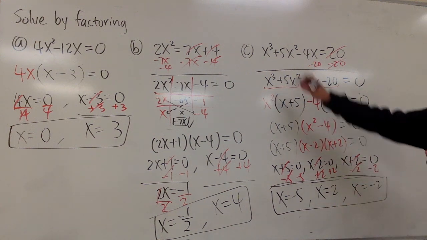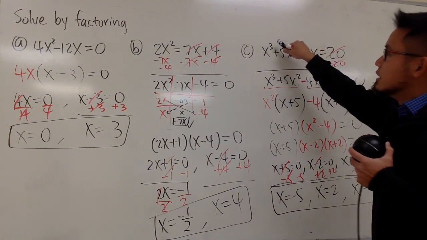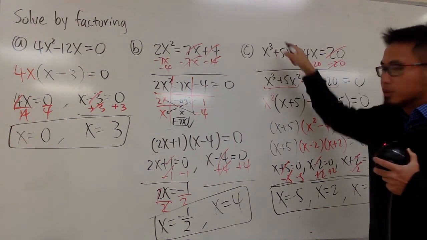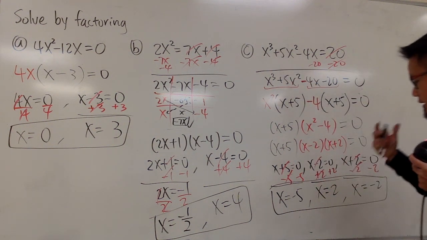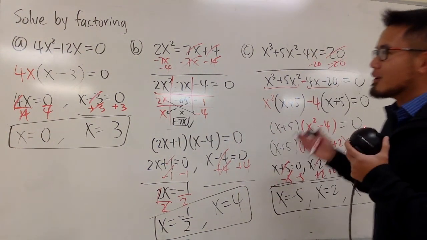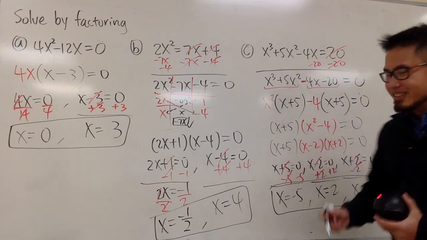And the reason is because originally this equation is third degree. When you have degree equal to 3, the highest power is equal to 3, you may end up with 3 different answers like this. Okay? So this is it. This is how you solve polynomial equations by factoring. That's it.